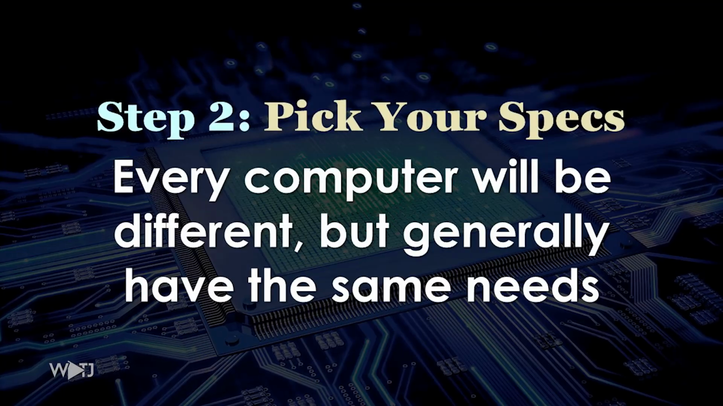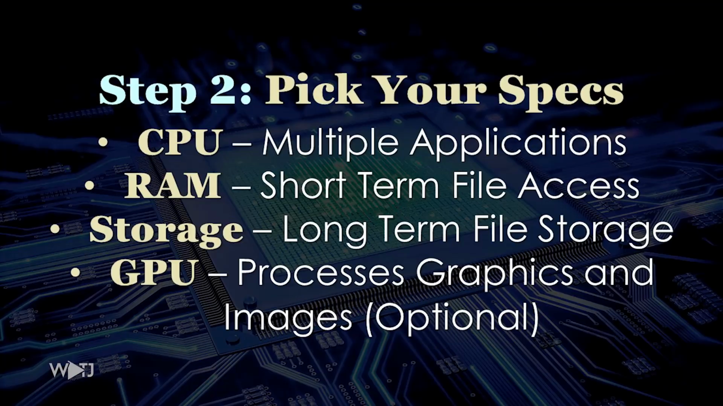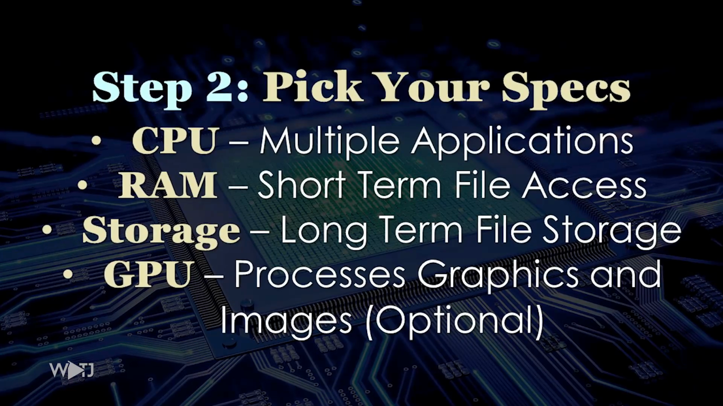So the next thing you want to do is pick your specs. Specs are the specifications of your computer hardware and the software at times. There are four main components to think about when picking your specs that are the most important to your computer running and operating smoothly. Those are your CPU, your RAM, your storage capacity, and your GPU.